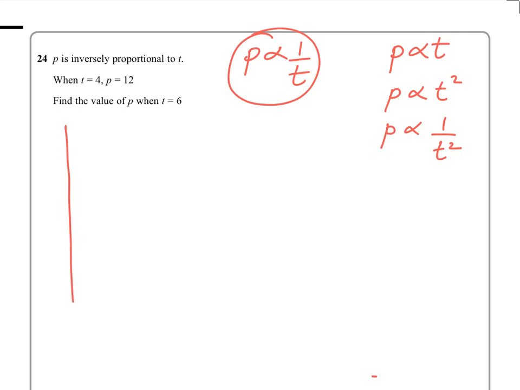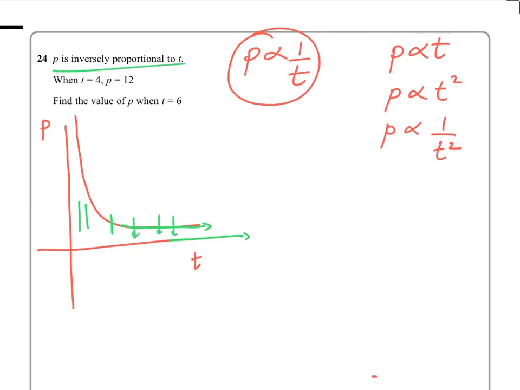So the kind of situation we're looking at here is a graph like so. So if we have the T-axis and the P-axis, it's basically saying as T goes up, P comes down in value. Okay, so that's this one here.